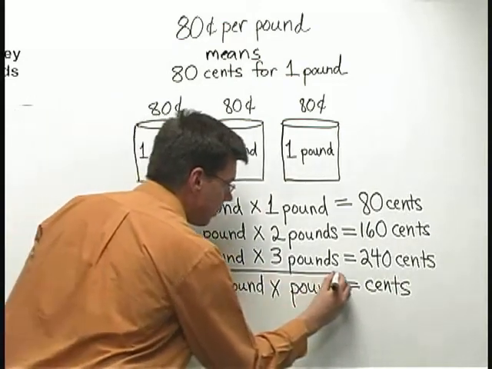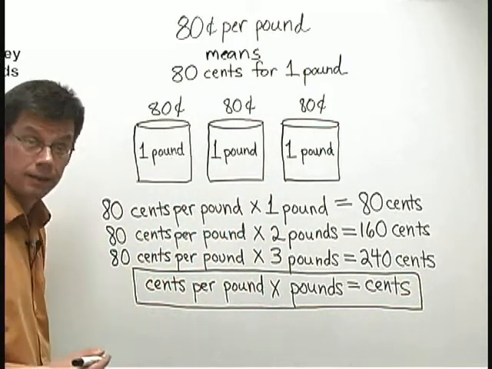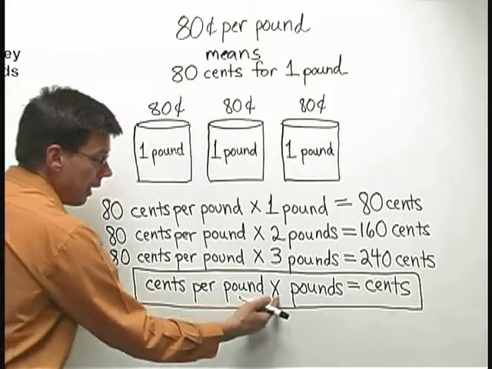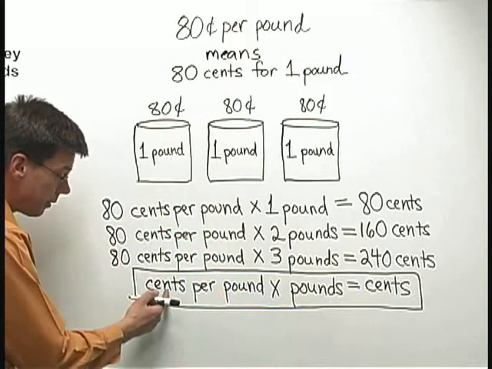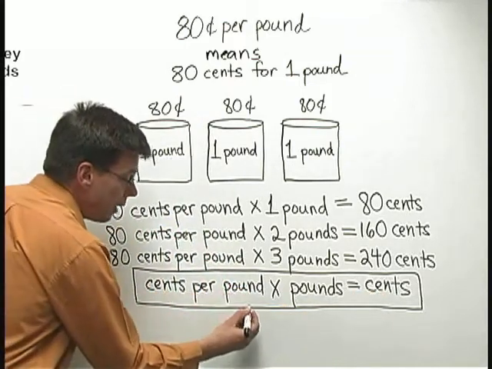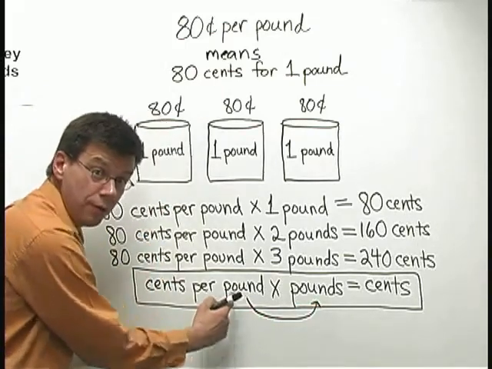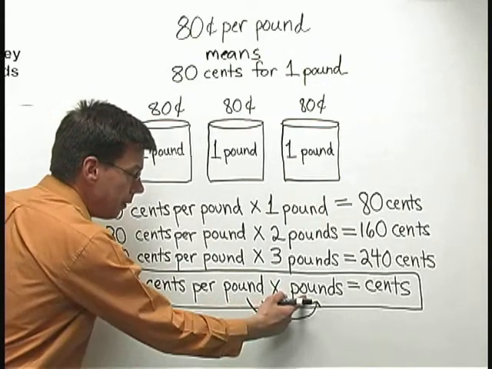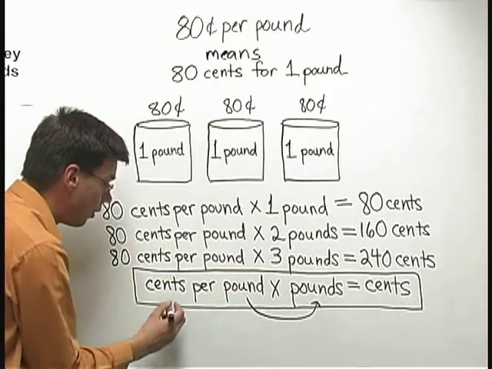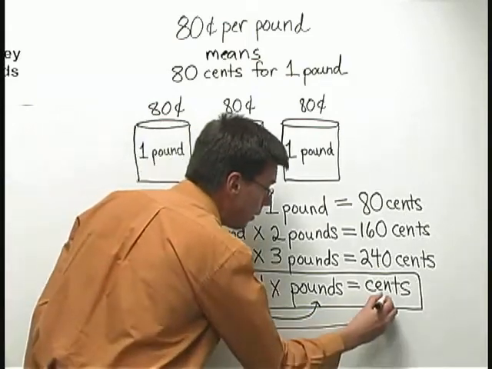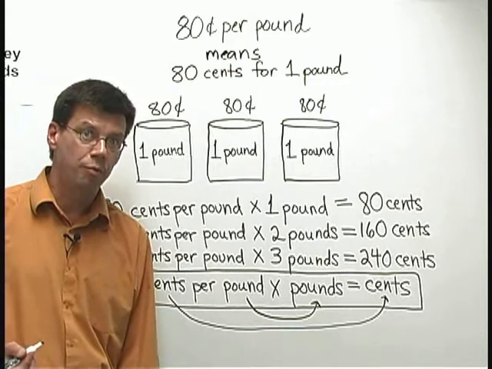I call this equation the unit equation for this rate. Cents per pound times pounds equals cents. If we take a rate like cents per pound, and if we multiply by the units represented by the word after the per, that's pounds here, we obtain an answer whose units are given by the word in front of the per. We're going to use this unit equation to help us solve our problem.